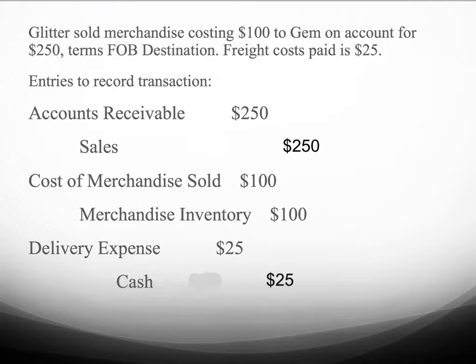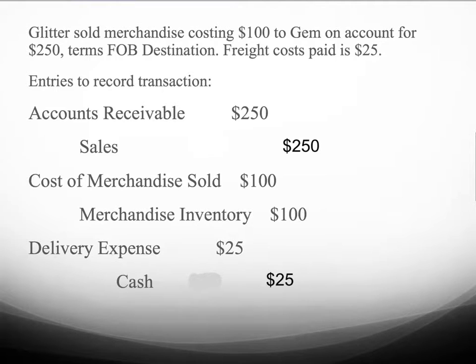Let's take a look at another example. Glitter sold merchandise costing $100 to Gem on account for $250. Terms FOB destination. Freight cost paid is $25. FOB destination means that the transportation costs are paid by the seller. So Glitter is responsible for the transportation cost. In this case, we are the seller.